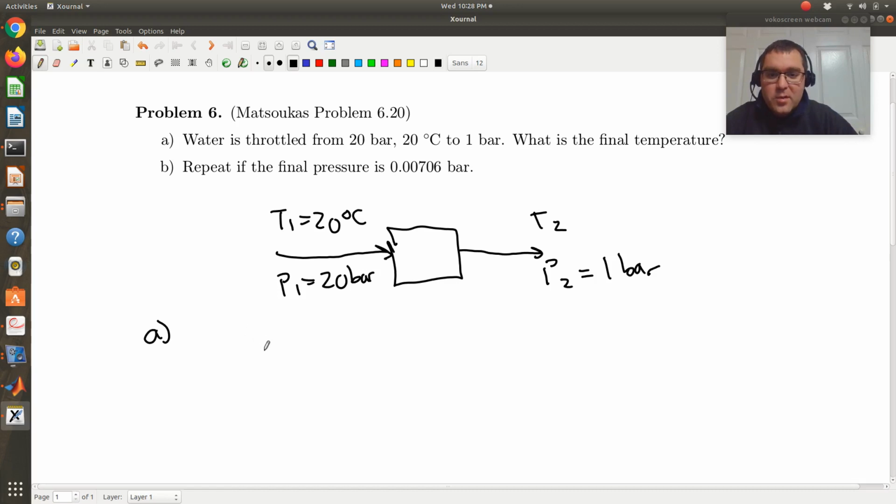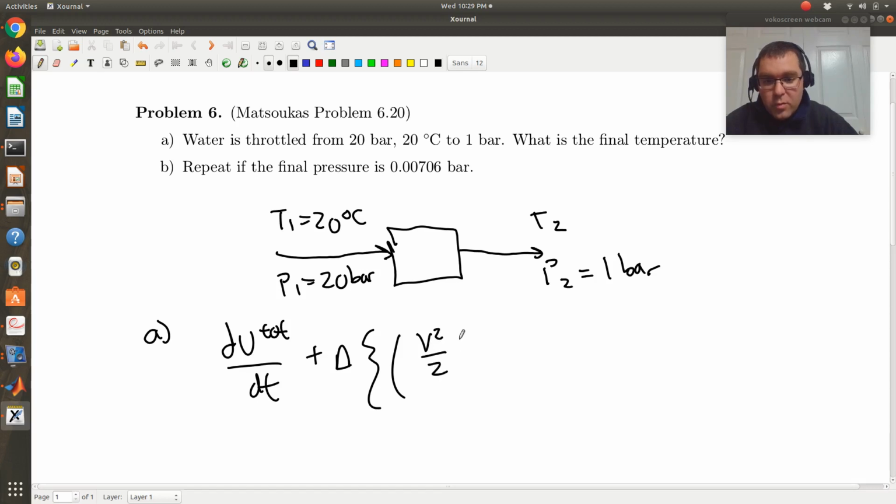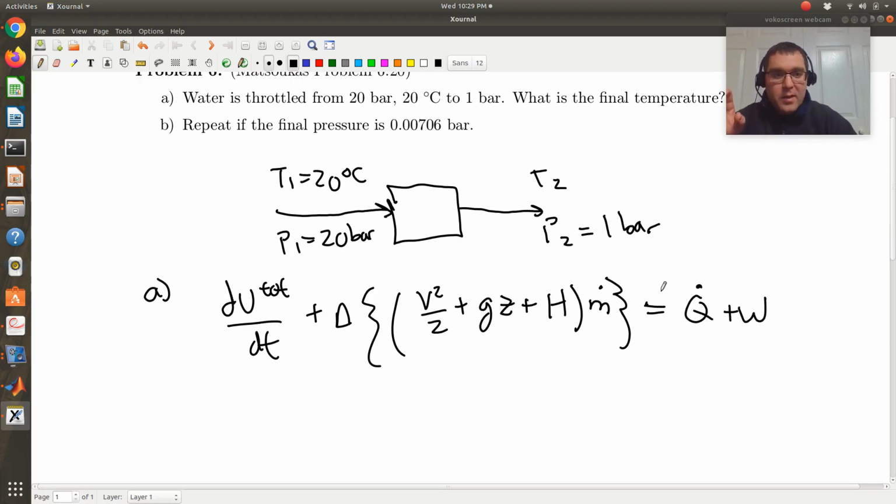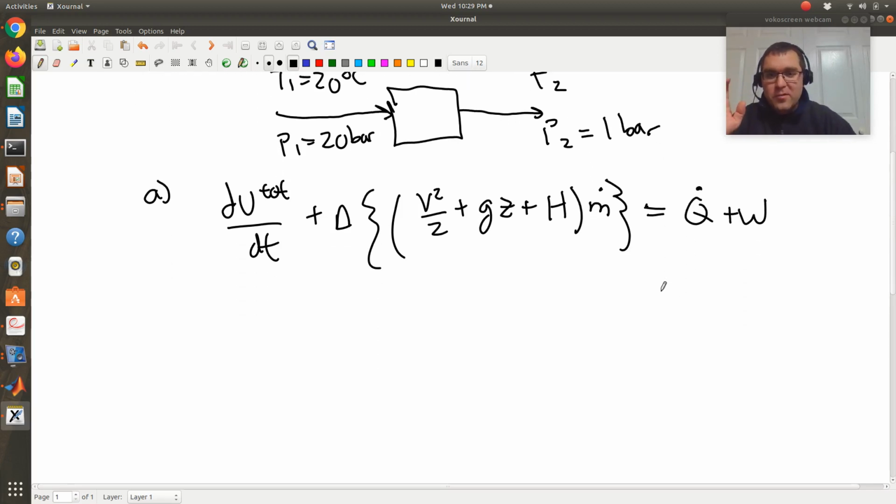So I'm going to start with my energy balance, and I'll make this part A. I'm going to start by writing my general first law balance for my open system: dU total/dt plus delta of kinetic energy, v squared over 2, plus potential energy, plus enthalpy. Remember, enthalpy and not internal energy, because my fluid element needs to displace the fluid element in front of it, so it's H and not U. And that's going to be equal to Q plus W. I always start by writing down my general first law balance, and then it's a matter of simplifying.